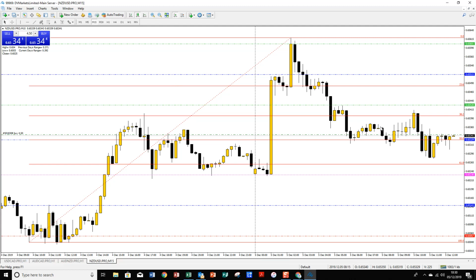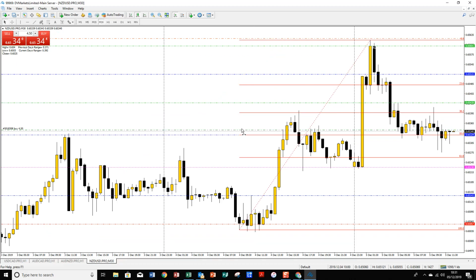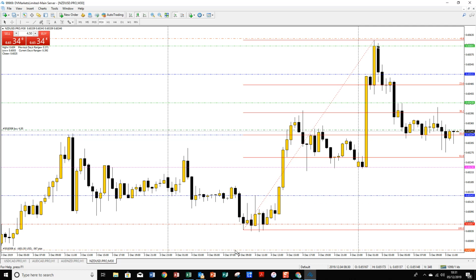What I tend to look for in a setup is good levels of support, resistance, confluence with key retracement levels. That's what I look for when I trade, so that's something for you guys to be aware of. Okay, so little live trade there.